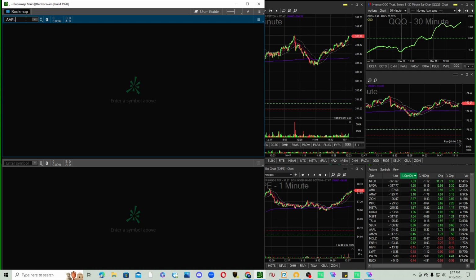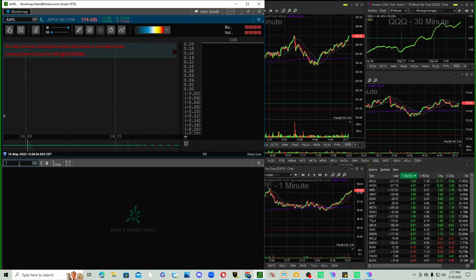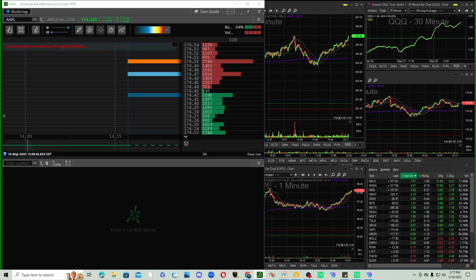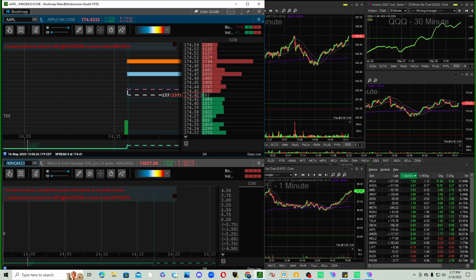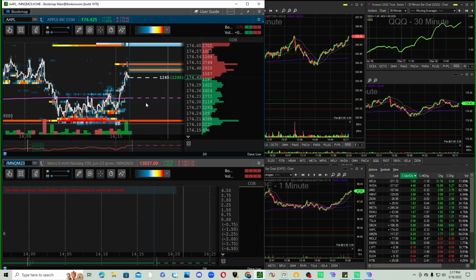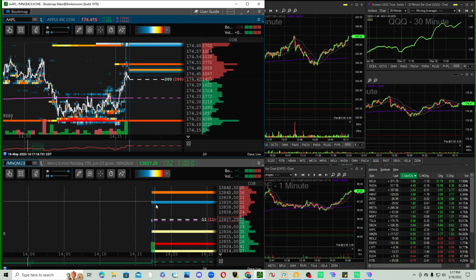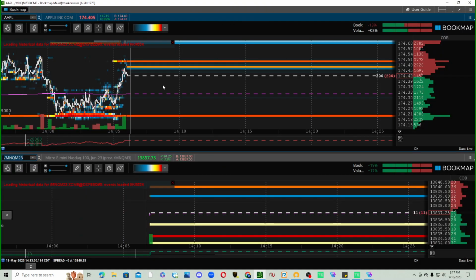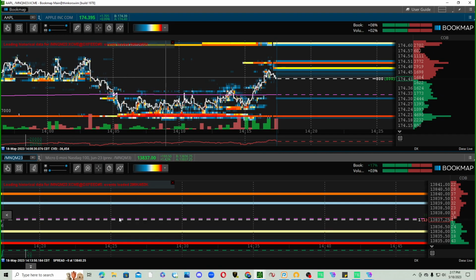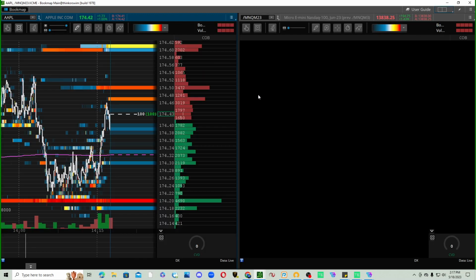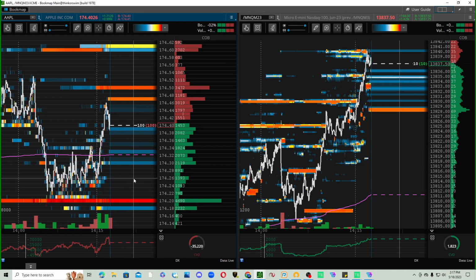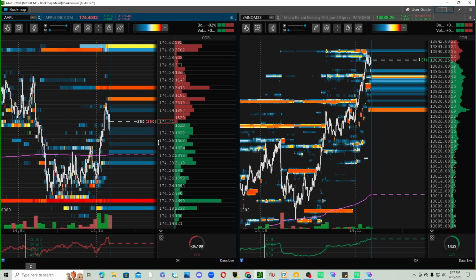So I'm going to put Apple here, and just for illustrative purposes, I'm going to put the Nasdaq futures just because I want you to see something. All right, so here's the order book, right? This is called Bookmap, and it's showing me an order book for Apple at the top and the Nasdaq at the bottom. Let me actually arrange it this way. That's better. Okay. All right, so everyone sees this.